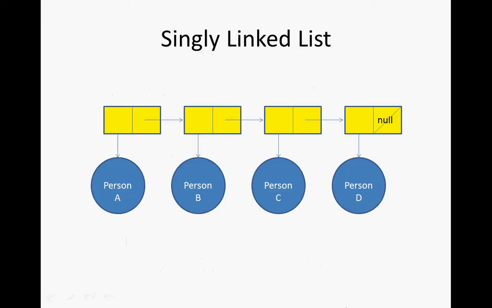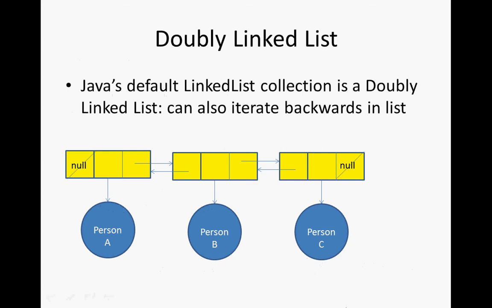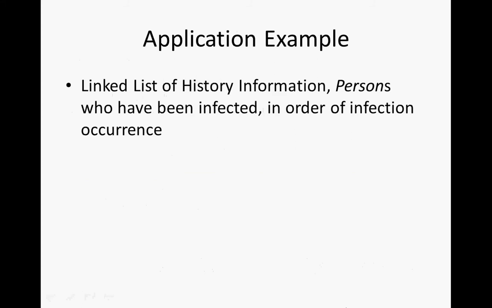So a linked list is one thing you'll see, or a doubly linked list. Here you can go backwards or forwards. You've got to find out who's the person before me and the person after. So if you wanted to maintain this information in a sequential way, this is a convenient thing. So suppose you wanted to have a linked list of history information for a person.